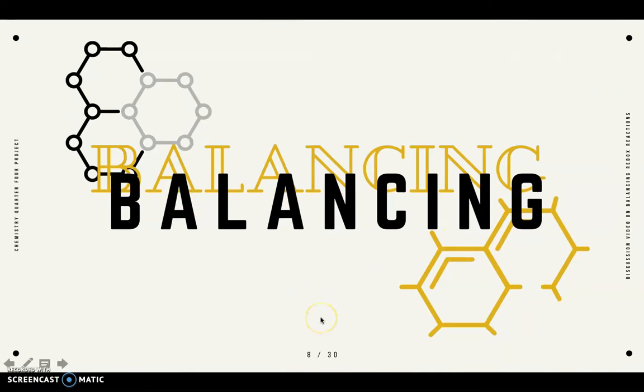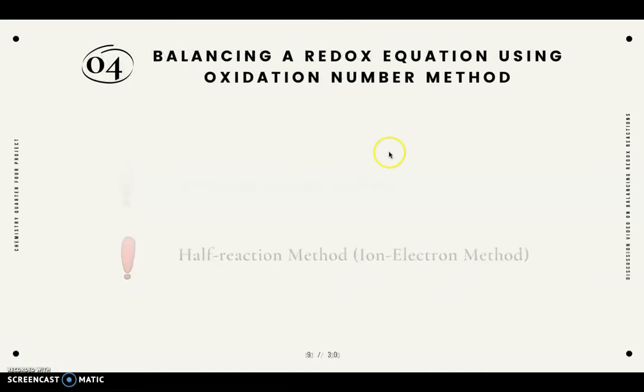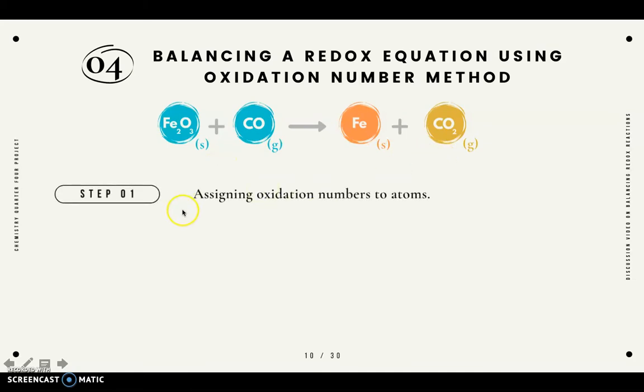To balance redox reactions, two key methods are used: the oxidation number method and the half reaction method, or the ion-electron method. First, we will discuss how to balance using the oxidation number method. For this method, we will be balancing the reaction of iron 3 oxide with carbon monoxide, as given in the slide. Step 1. Assign the oxidation numbers of each of the atoms in the reaction. For this step, we will be using the rules for assigning oxidation numbers, which we have previously discussed in the earlier slides.